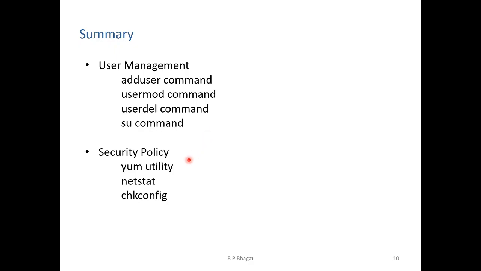Also, related to security policy, we discussed the yum utility, which is used to keep the system up to date, the netstat utility, which prints information about the Linux networking subsystem, and the chkconfig system command, which disables all the unwanted network services from the system. In the next session, we will discuss the rest of the operating system tools, that is device management, performance monitor, and the task scheduler.